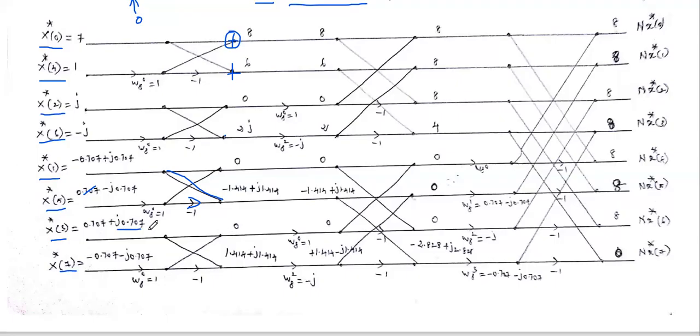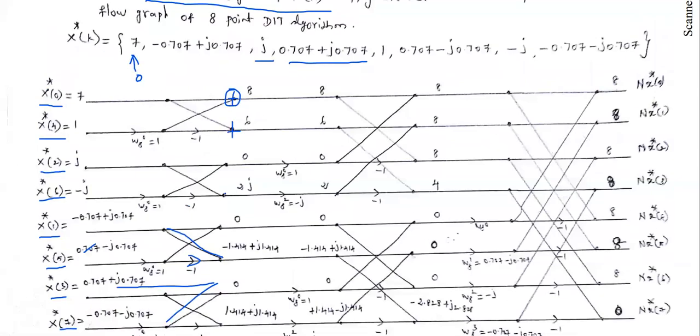See, here this data is added with this data. So you see real cancels, imaginary cancels. So the answer is 0. Similarly, here you find this answer multiplied with minus of this one. Okay. So that's why the same result comes 2 times. So 1.414 plus j 1.414. Okay. So the first stage answer we calculated.